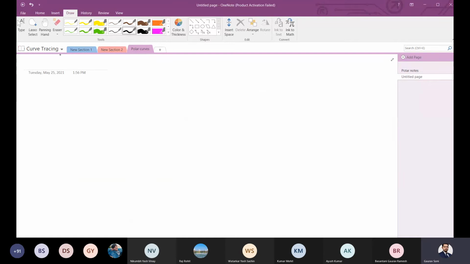So example, trace the curve r is equal to a cos 3 theta.